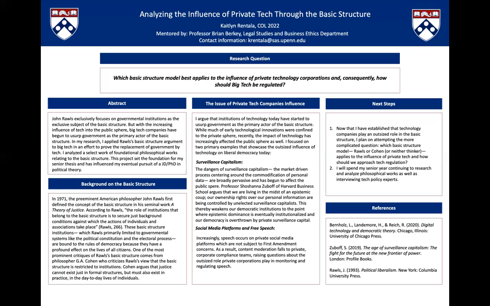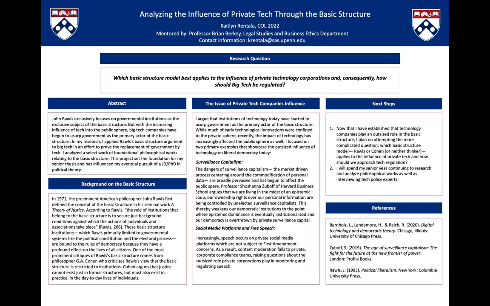Secondly, I looked at social media platforms and free speech issues. Increasingly, speech occurs on private social media platforms, which are not subject to First Amendment concerns since they are considered private. As a result, content moderation falls to private corporation compliance teams, which raises large questions about the role private corporations play in monitoring and regulating speech, which is instrumental to the functioning of democratic society.